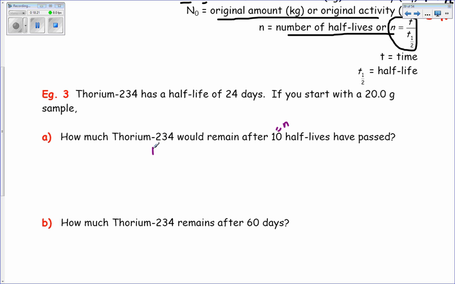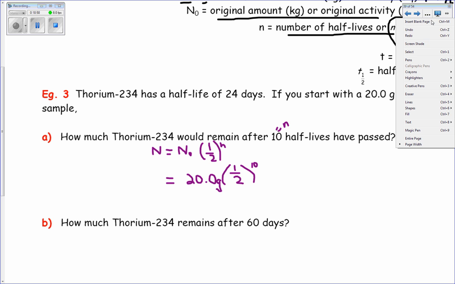So N equals N naught times 1/2. This is one that you can do to the power of n, and you can do it this way. So we start with 20 grams, and you can use any units in the half-life formula, because this isn't really a standard international formula at all. The only thing you have to be careful of is that your time and T1/2 are in the same unit. So 1/2 to the power of 10.